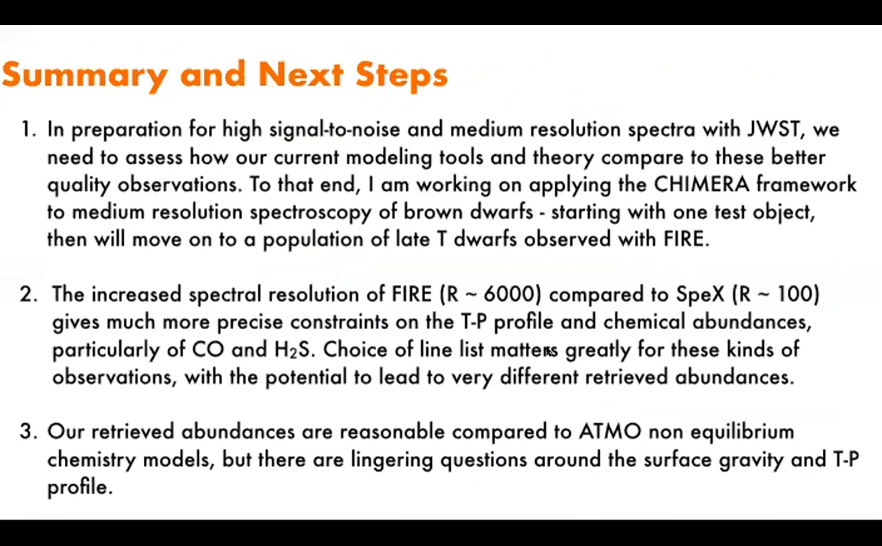I'm starting with this one test object, but there are about 11 or 12 late T dwarfs observed with the same instrument. So we would ideally like to move to a population level study, and then we can look at things like the C to O ratio that we just heard about in the last talk.